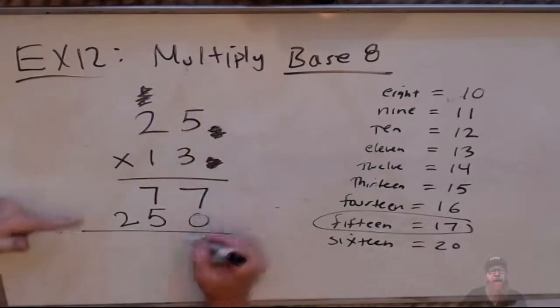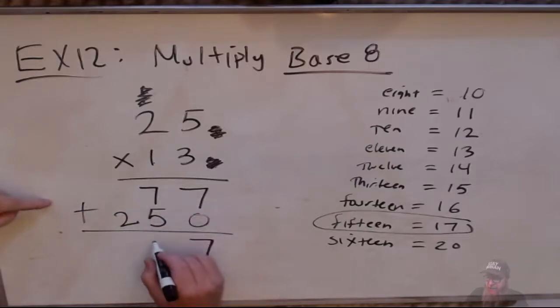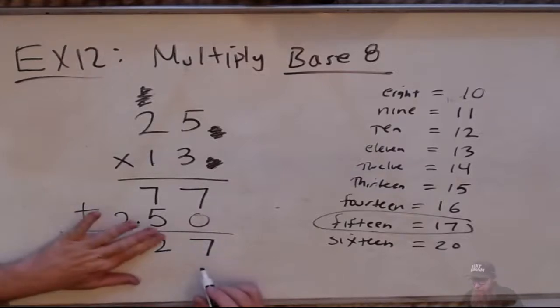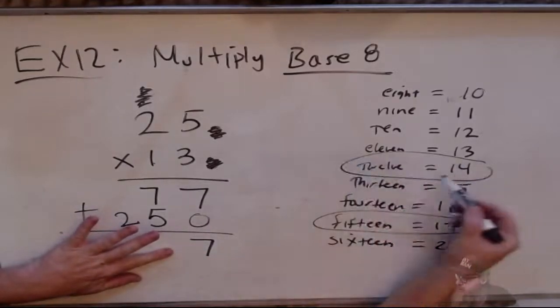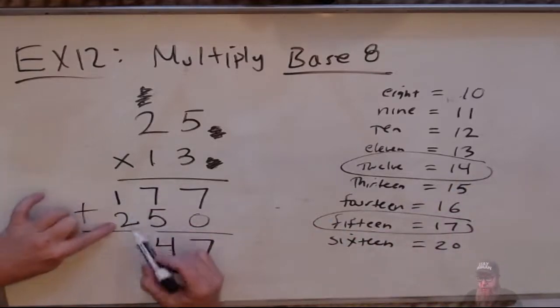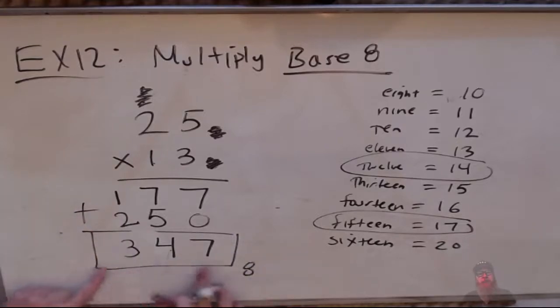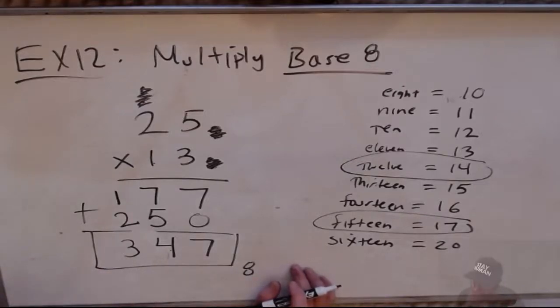Now add these up. 7 plus 0 is 7. 7 plus 5 is 12. But remember, 12's not really 12. 12 looks like 14. Carry the 1. 1 plus 2 is 3. So this is your product in base 8. It looks like 347, but it's not. It's much larger than that. It's actually not much different, but I'll leave that to you to calculate if you want.